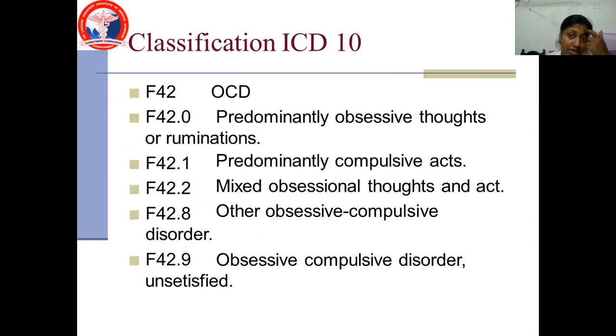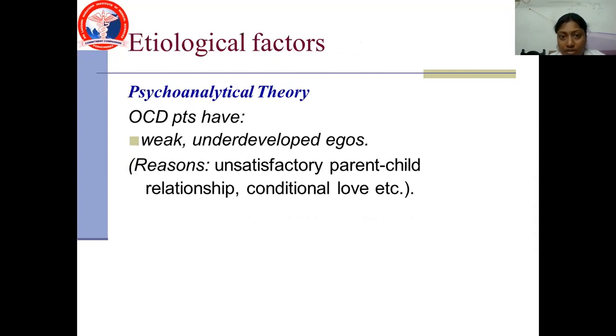So this is the classification in ICD-10. F42 is OCD. F42.0 is predominantly obsessive thoughts or ruminations, F42.1 is predominantly compulsive acts, F42.2 is mixed obsessional thoughts and acts, F42.8 is other obsessive compulsive disorder, and F42.9 is obsessive compulsive disorder, unspecified, basically.